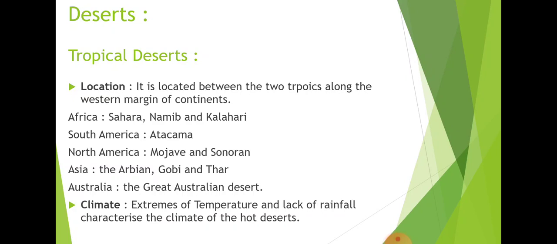What is the location of the tropical desert? It is located between the two tropics, the Tropic of Cancer and the Tropic of Capricorn, in the western margin of the continents. In Africa, deserts found include Sahara, Namib and Kalahari. In South America, the Atacama desert is found. In North America, Mojave and Sonoran. In Asia, the Arabian, the Gobi and the Thar. And in Australia, the Great Australian Desert. These are the tropical deserts found in these regions.